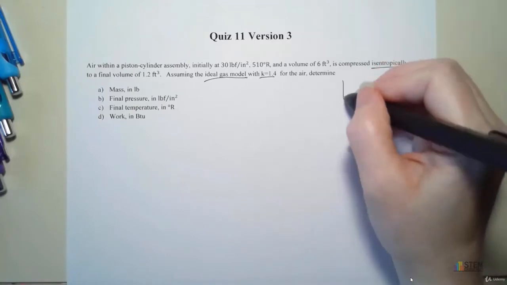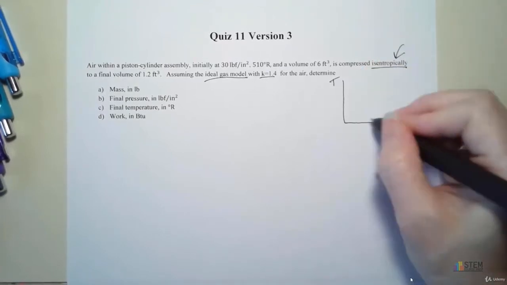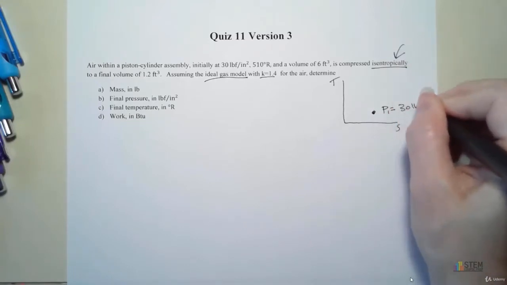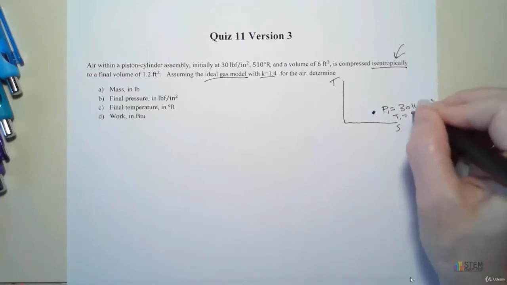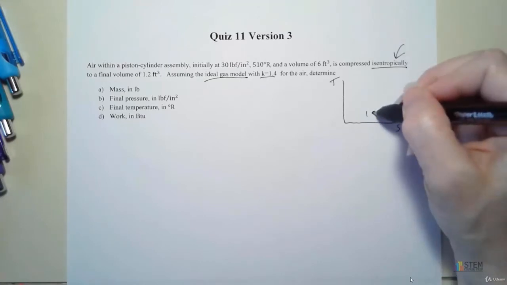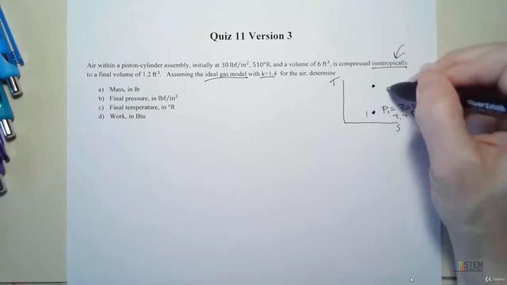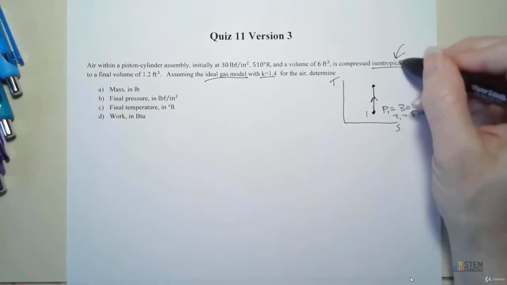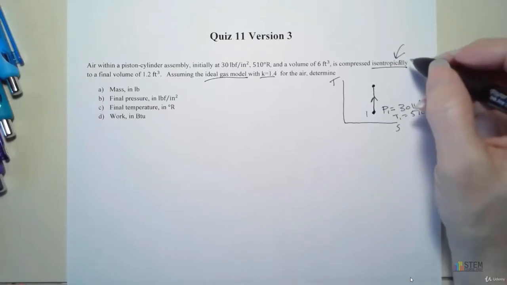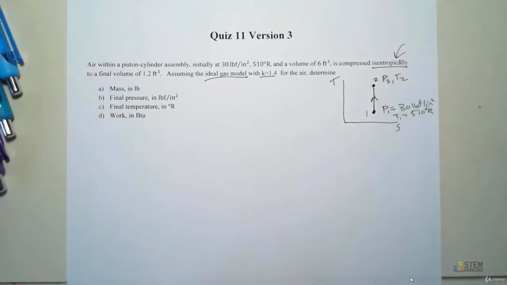Now, let's look at our TS diagram. Notice it says isentropically. Remember, this is S. At state 1, we've got a pressure of 30 psi, and our temperature is 510. Now, if it's isentropic, that means state 2, and it's compressed, we are going to go up to here like that. Remember, isentropic means no change in S, so there's got to be a vertical line here. So let's just say up here we've got some pressure 2 and then T2. We don't know what those are yet.